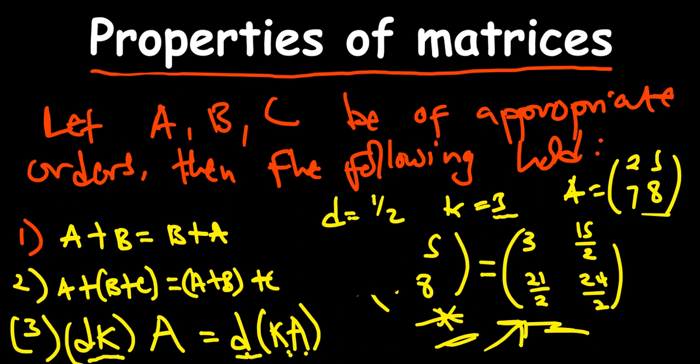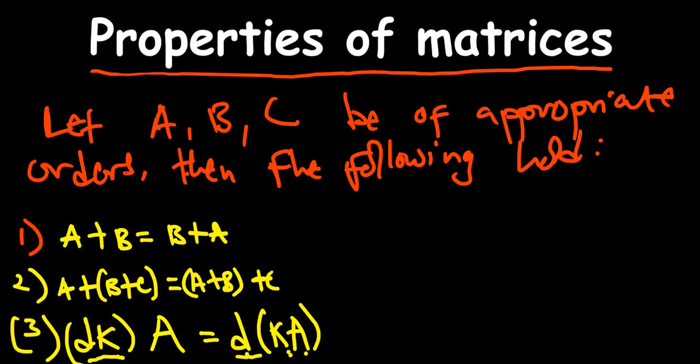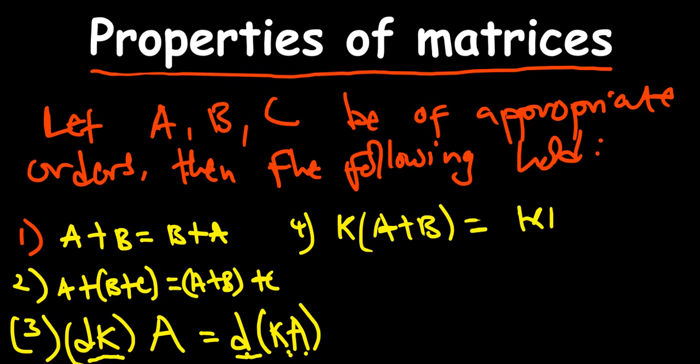So the fourth one, we can talk about the distributive law, distributive over a scalar. Let's say for example I have k. So this is number 4, right? I have k and then a plus b as my matrices there. This here is the same as ka plus kb. So this is the fourth property.